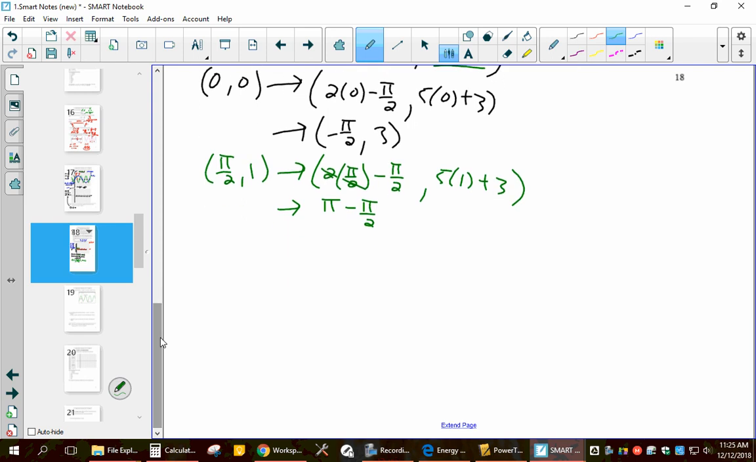Maybe I'll just continue on with this one. This would be 2 pi over 2 minus 1 pi over 2, so this ends up being, sorry, pi over 2. Not negative, just pi over 2. And then the y value ended up being 8. So we get pi over 2 comma 8. That's where our next point is going to be.